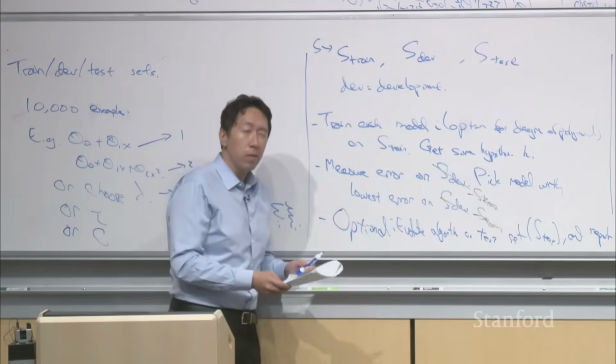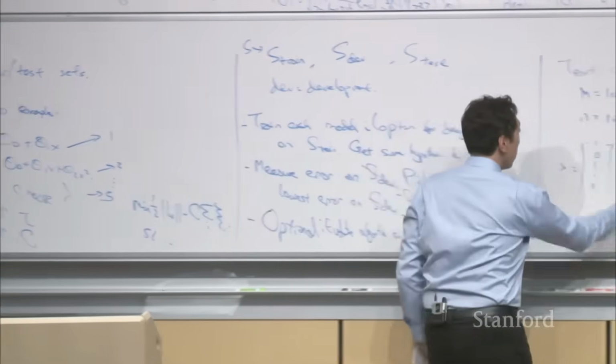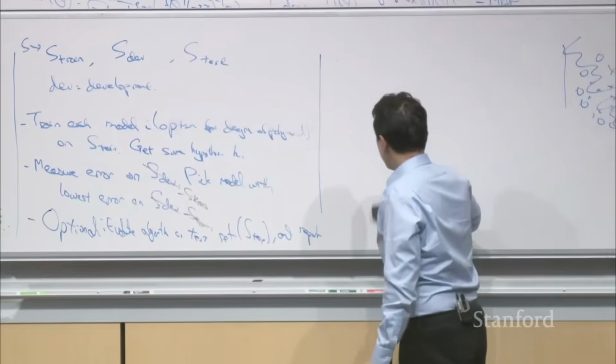Yeah. Are dev and test set errors generally different by much? Are the dev and test set errors generally different by much? It depends on the size of the data set.